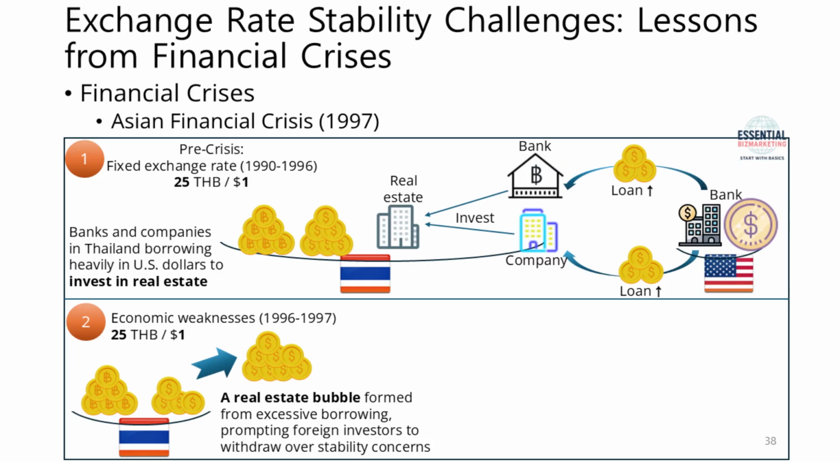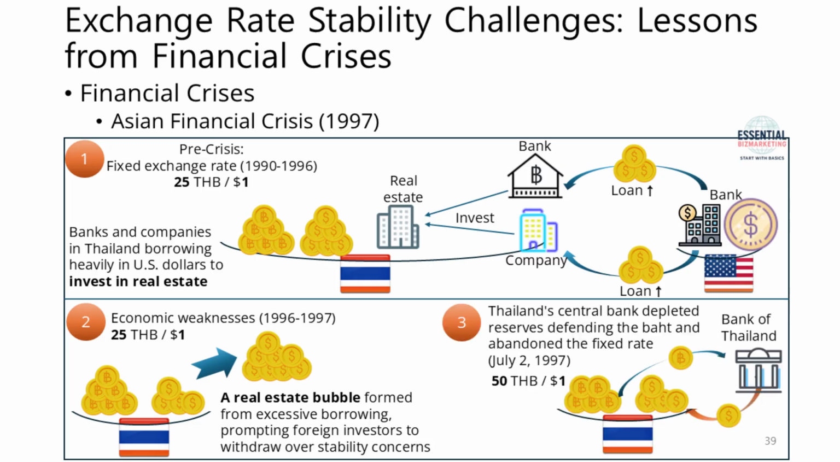The real estate bubble sparked concerns over Thailand's financial health, prompting foreign investors to withdraw capital. Yet the baht remained fixed at 25 per dollar, creating mounting pressure on the system. The Thai central bank tried to defend the baht, but its reserves quickly ran out.